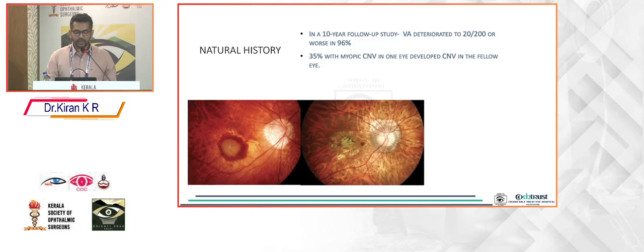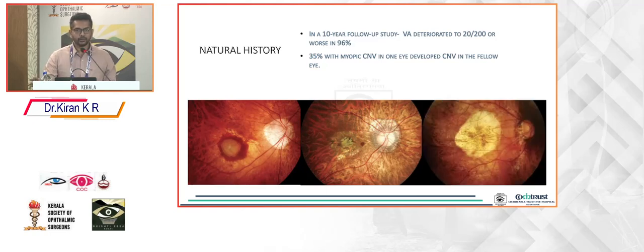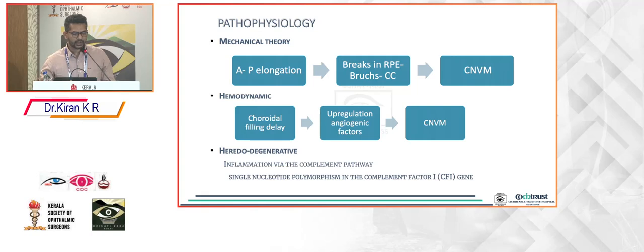Then the CNV regresses, leading on to an area of choroidal atrophy. In a study done with a 10-year follow-up without any treatment, this myopic CNVM can lead to a vision deterioration to 20/200 or worse in 96% of the people. And 35% with myopic CNV in one eye can develop CNV in the fellow eye. So we need to keep a close watch on the other eye too.